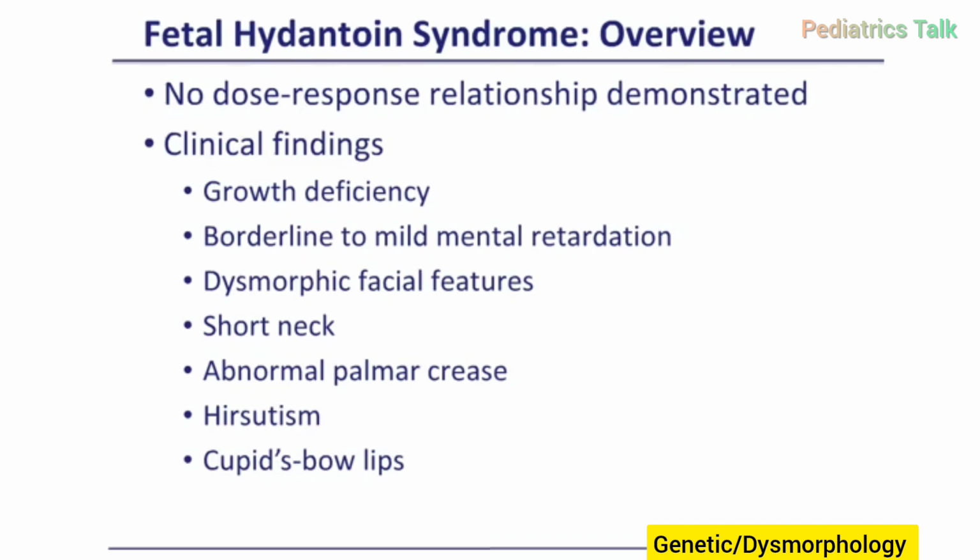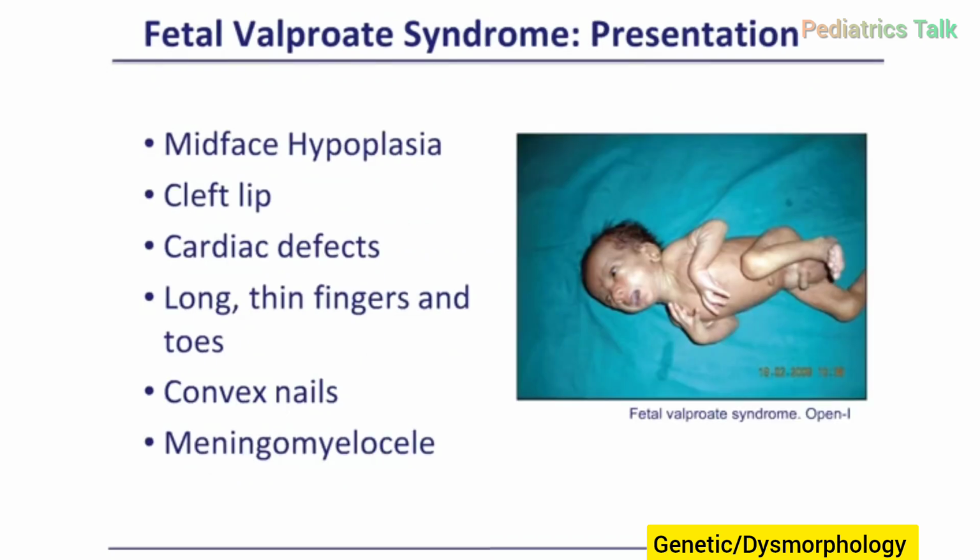neck, abnormal palmar crease, and two findings which classically go along with the fetal hydantoin syndrome, and that is hirsutism, that is hair on various parts of the body in an infant and a young child, which certainly is not common, and a Cupid's bow lips, that is lips that look like a bow from which one would shoot an arrow. The valproate syndrome produces similar findings, but slightly different.